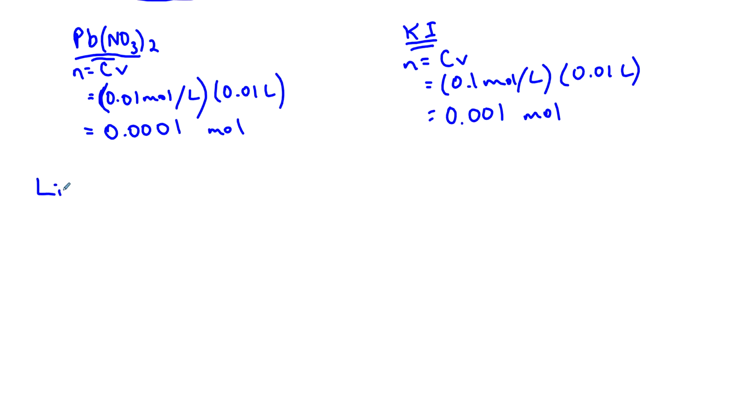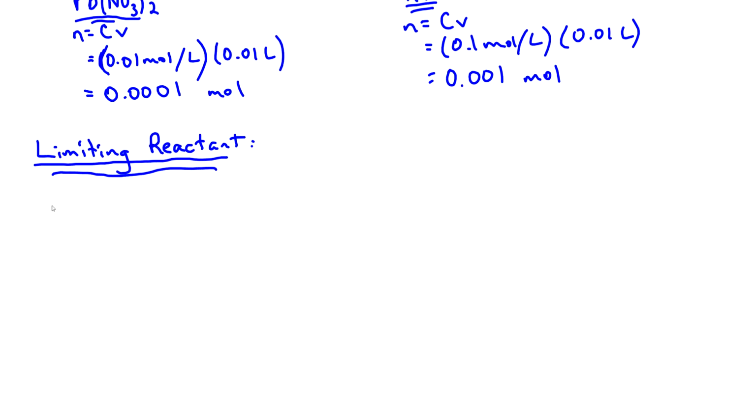So I'm just going to put limiting reactant. You don't have to do this, it's just to break down the steps that we're doing. So I'll start with the lead 2 nitrate. I have 0.0001 or 1 × 10⁻⁴ moles of lead 2 nitrate. Because I'm in moles, I can use the mole ratio step to get into moles of lead 2 iodide.